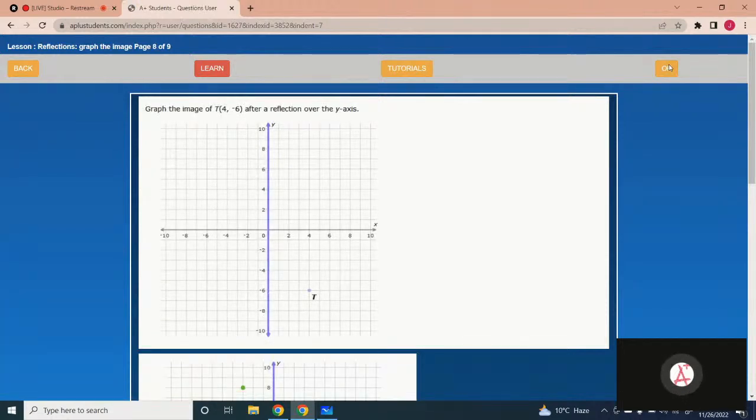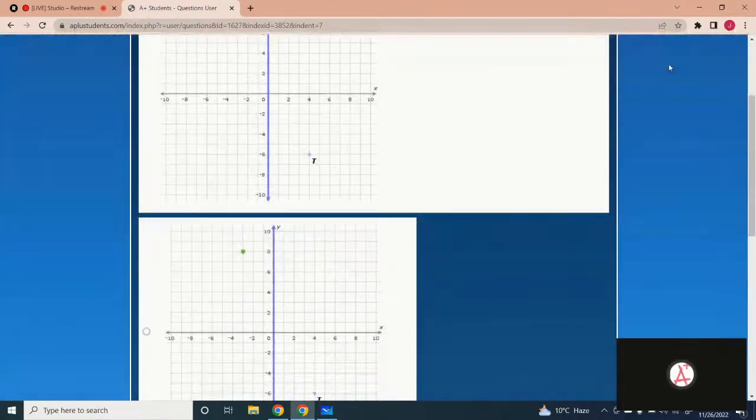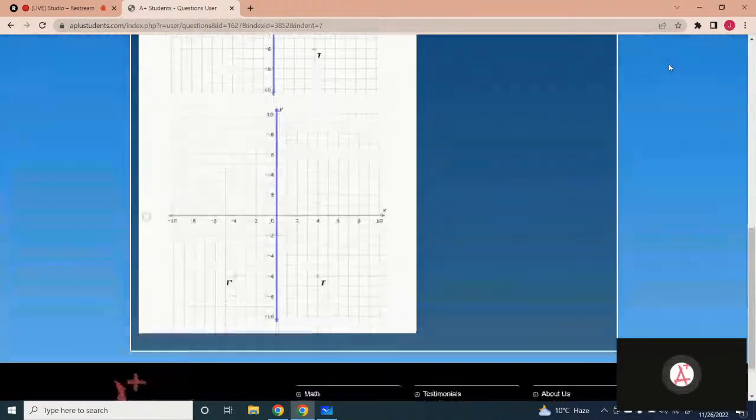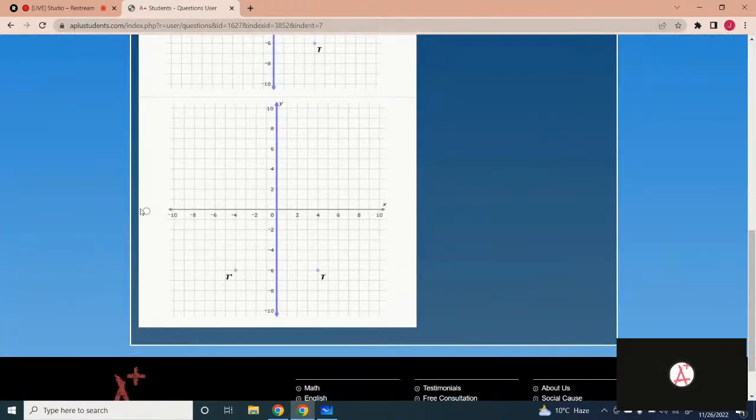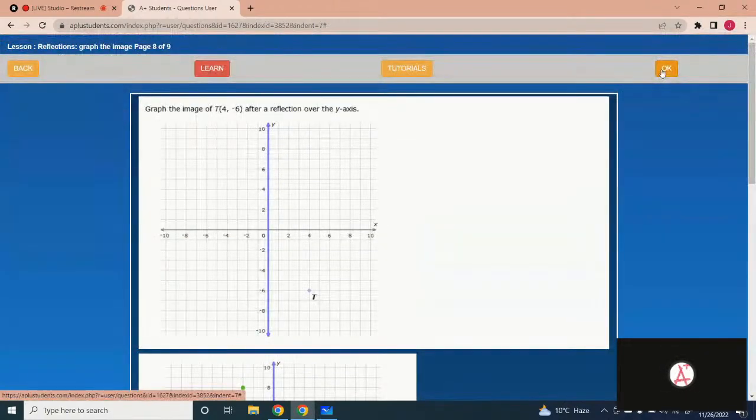Okay, the next one is graph the image of (4, -6) after a reflection over the y-axis. Now you have to reflect the point over the y-axis. So what are the new coordinates? The new coordinates are, now we have to reflect the point along the y-axis. So it would be -4 and -6. Got it? Very good. Let me just select the correct option and click on the OK button.